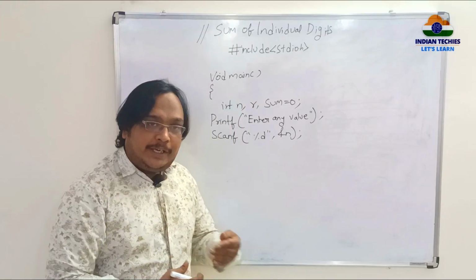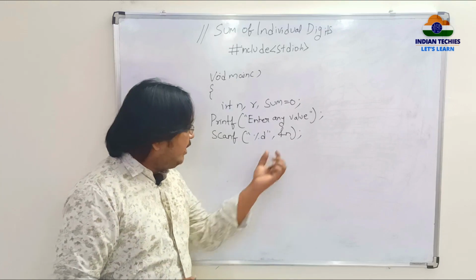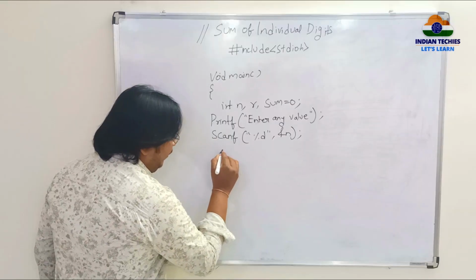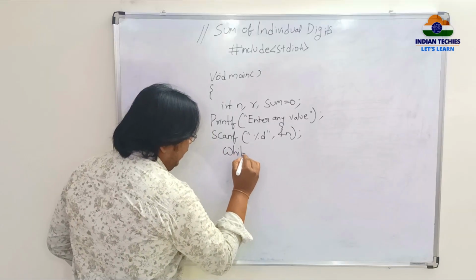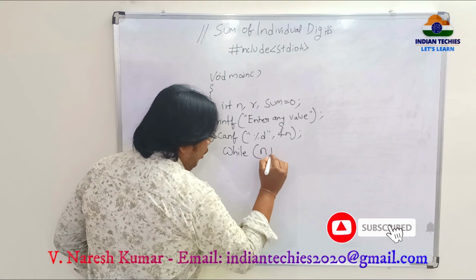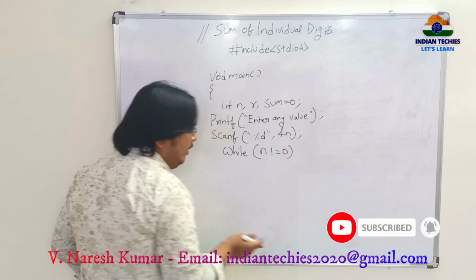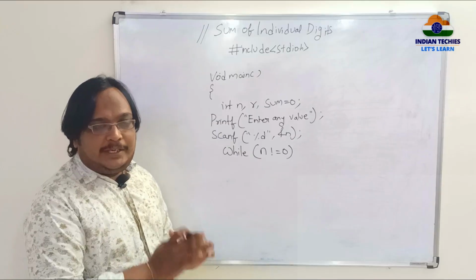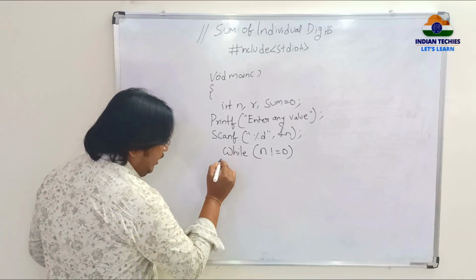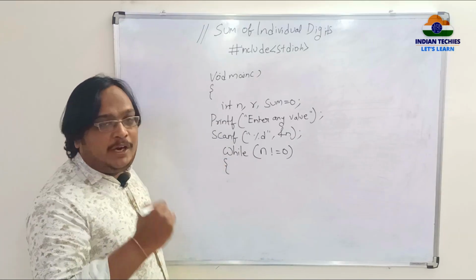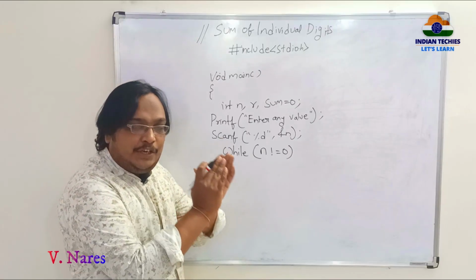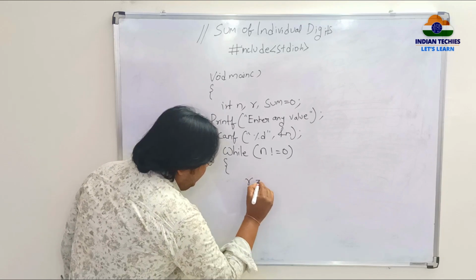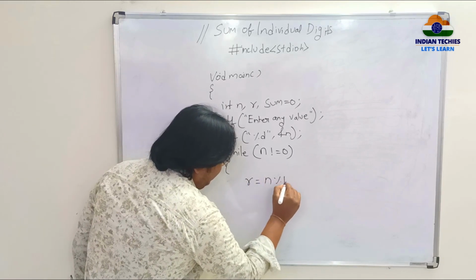But this loop repetition, this logic has to be continued until my given number becomes 0. So my while condition will be that one only. That is, while given n not equal to 0 only, this process should continue. If it is equal to 0, your number has been completed and you will get the result. So if it is not equal to 0, what have I done? First I have divided my given number with 10 and stored that remainder. That is, r is equal to given number mod 10.